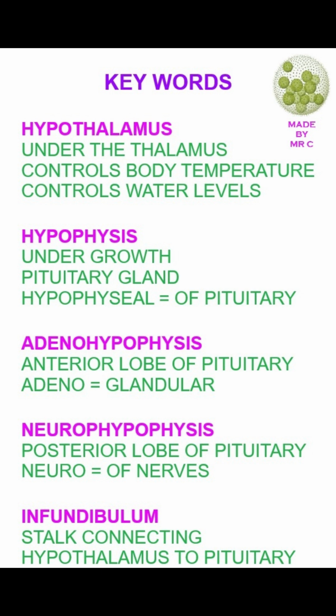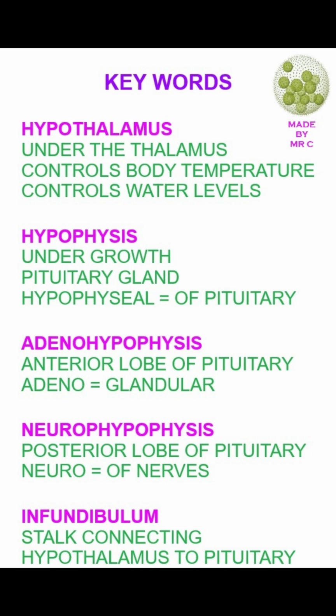The hypothalamus controls body temperature, or what we call thermoregulation. It also controls water levels in the blood, in what we call osmoregulation. The word hypophysis actually means undergrowth, in that it's a growth underneath the brain. Most people call it the pituitary gland.